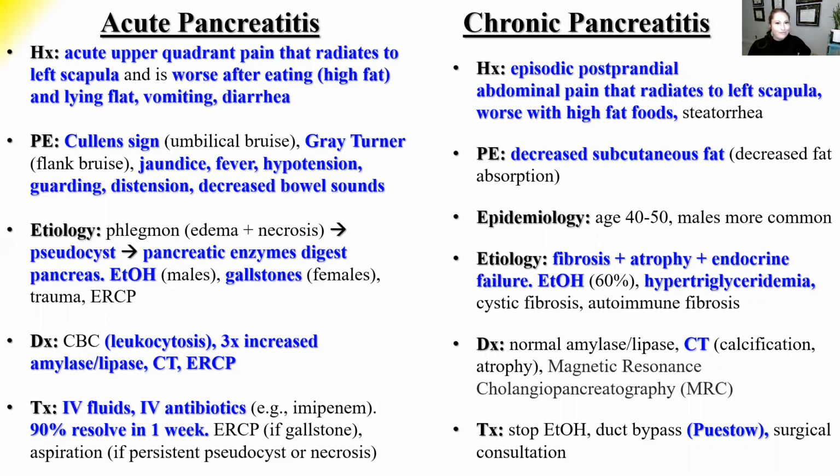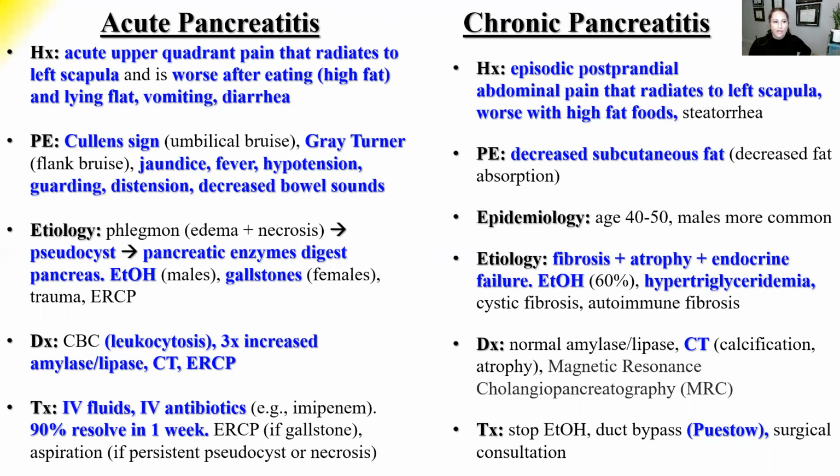The physical exam findings for this one are highly tested on the boards. The Cullen sign, which is a bruise around the belly button. The Grey Turner sign, which is a bruise on the flank. This tells us we have internal bleeding, and those are common areas where that blood settles. Jaundice, fever, hypotension, abdominal guarding, the patient doesn't want to be touched, distension of the abdomen, and decreased bowel sounds. Those are all physical exam findings, but Grey Turner and the Cullen sign are specific for acute pancreatitis.